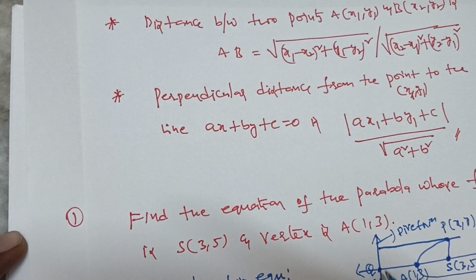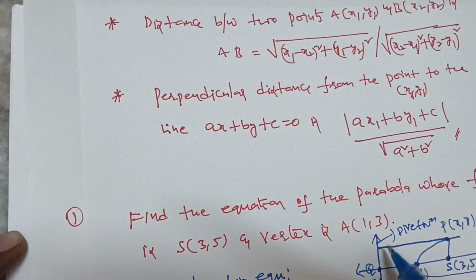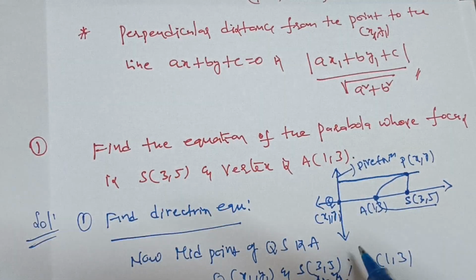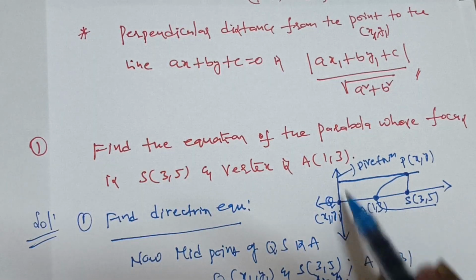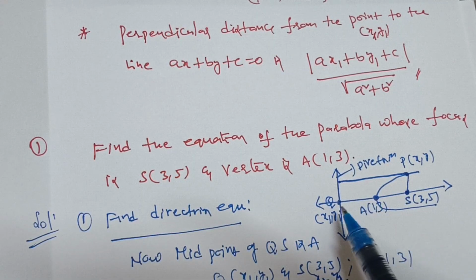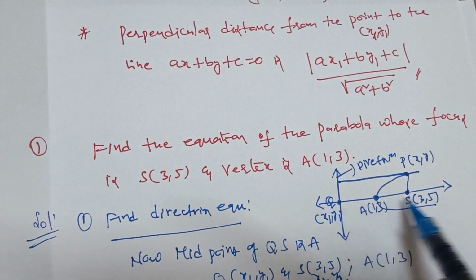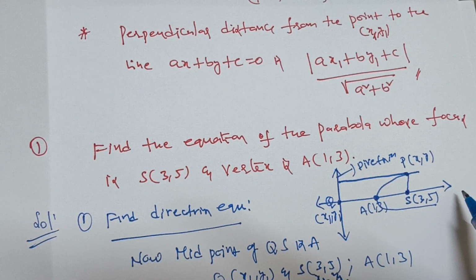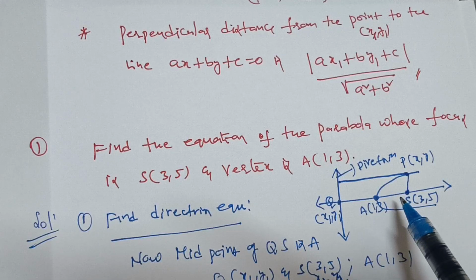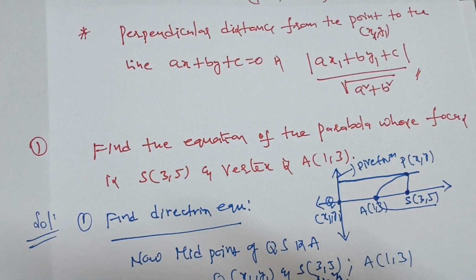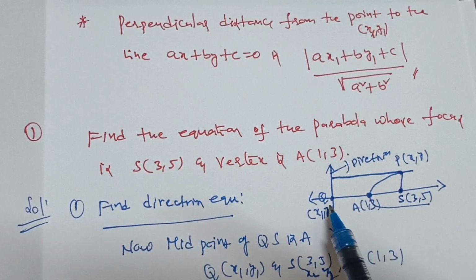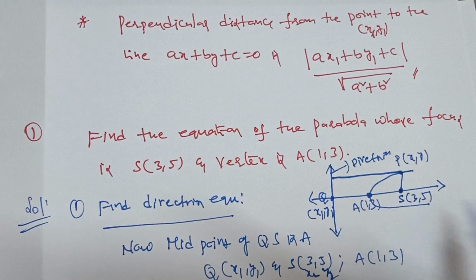Now we find the slope of this directrix. To find the slope of this directrix, observe the axis is perpendicular to the directrix. So first of all, we find the slope of this axis. Then we convert this slope to the slope perpendicular to this line. Now we find the slope of this axis, that is AS. Slope of AS.